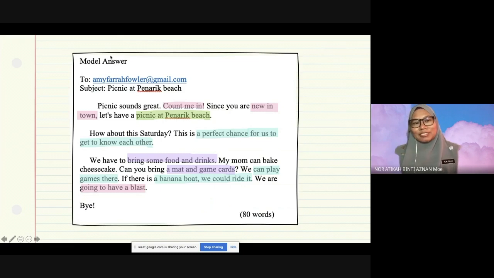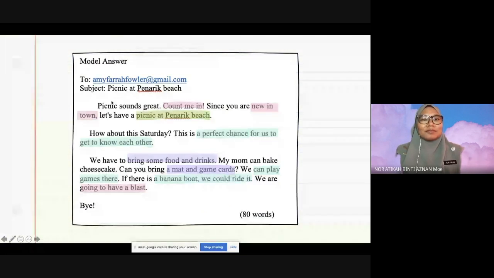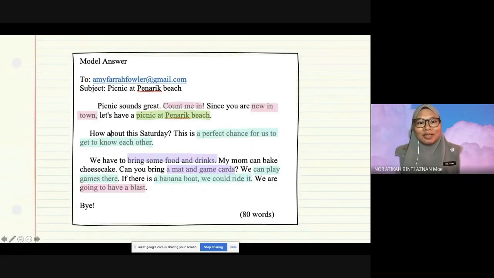This is my model answer to amyfarahfowler@gmail.com. Subject, picnic at Penarik Beach. Picnic sounds great. Count me in. Since you are new in town, let's have a picnic at Penarik Beach. How about this Saturday? This is a perfect chance for us to get to know each other. We have to bring some food and drinks. My mom can bake cheesecake. Can you bring a mat and game cards? We can play games there. If there is a banana boat, we could ride it. We are going to have a blast.